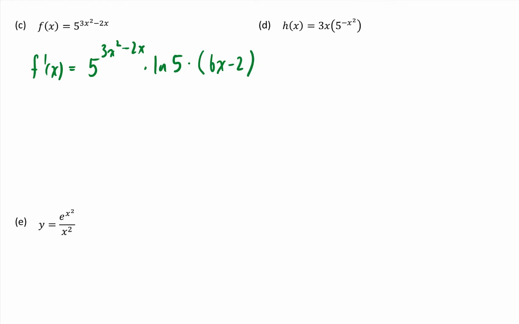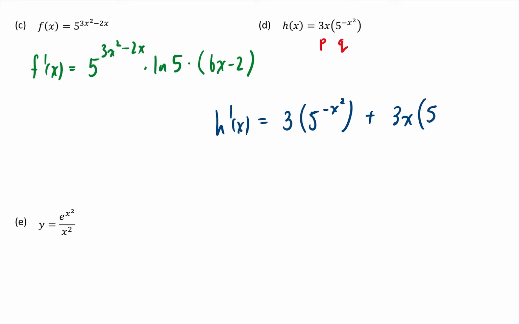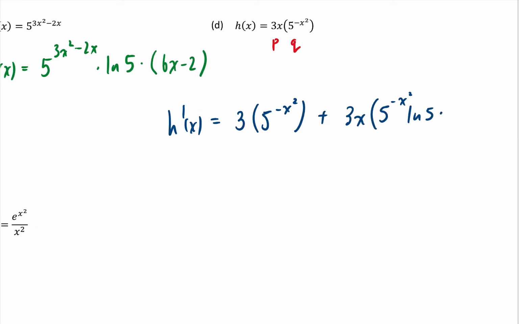All right, next one. Notice in this example, we have a function times a function. So we're going to need the product rule. So we have h prime of x is equal to p prime q. So this is 3 times 5 to the negative x squared plus 3x, that's p q prime, times the root of 5 to the exponent of negative x squared. So that'd be 5 to the exponent of negative x squared, then times the ln of 5, but then times the derivative of the inside function, so times negative 2x.